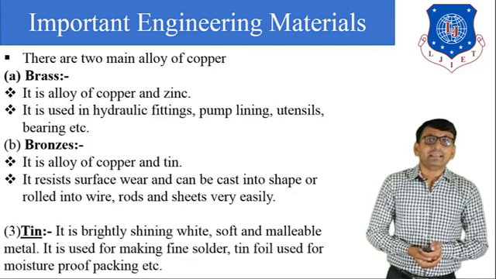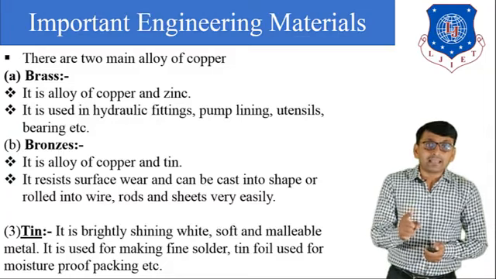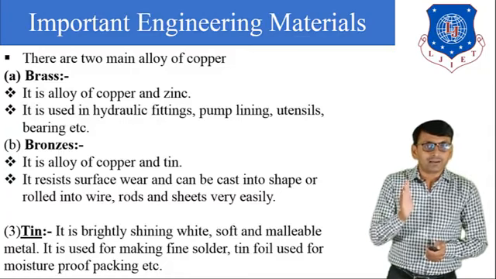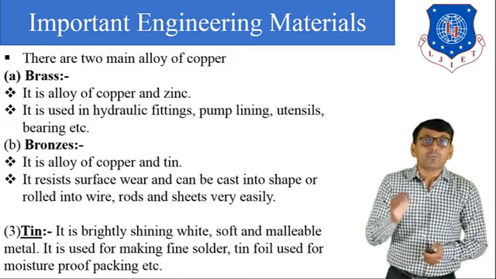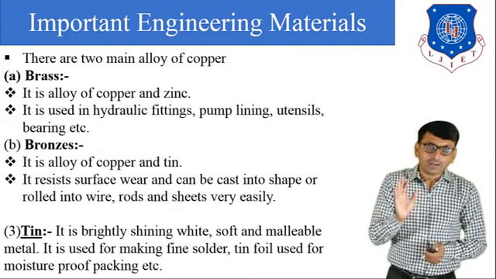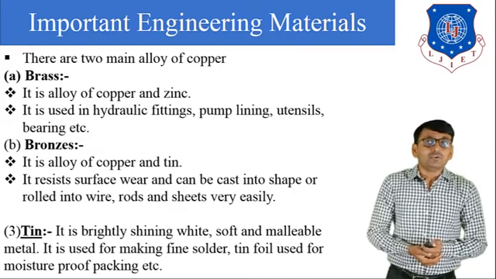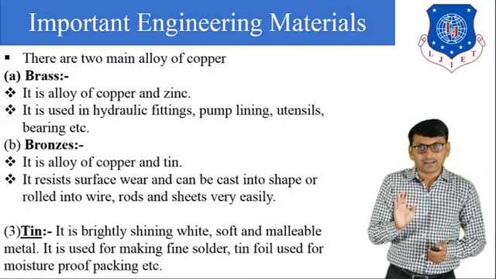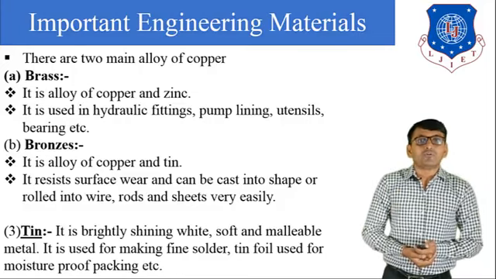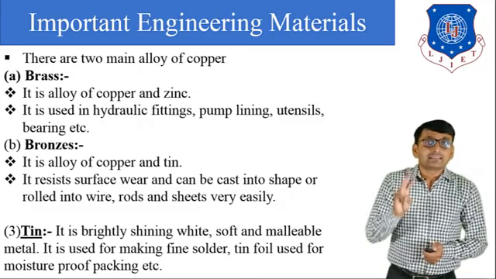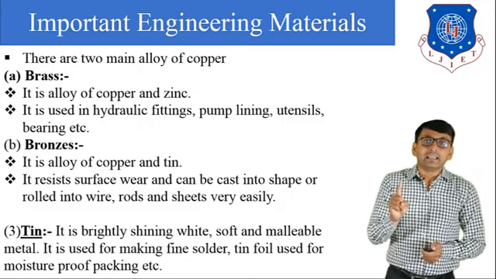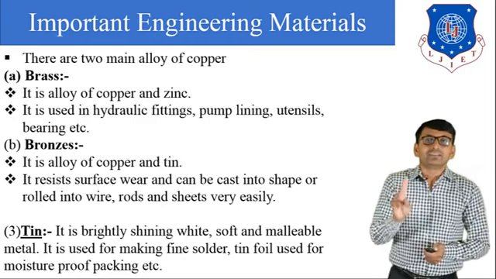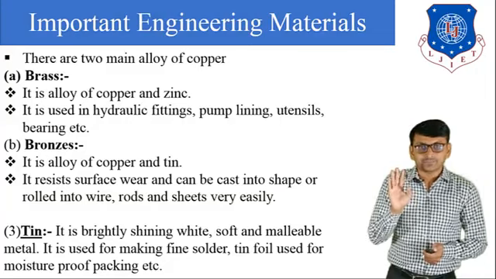Then we discuss tin. It is a brightly shining white, soft and malleable metal. It is used for making fine solder, and tin foil is used for moisture proof packing, etc. So in non-ferrous material we discussed first aluminium and its alloys, second bronze, and third tin.